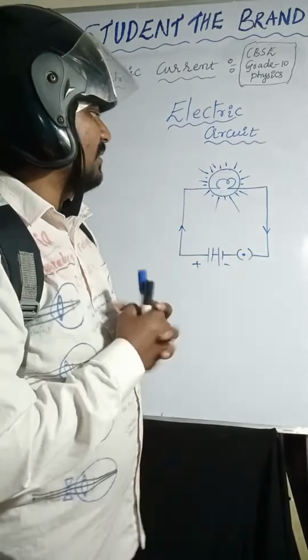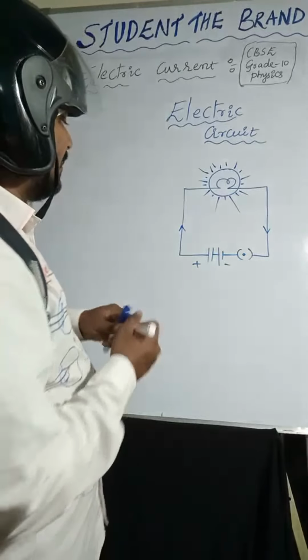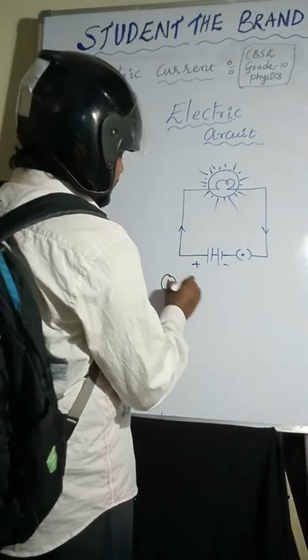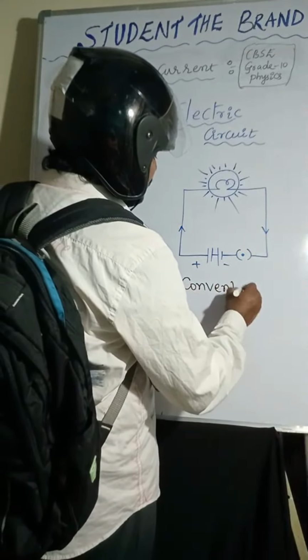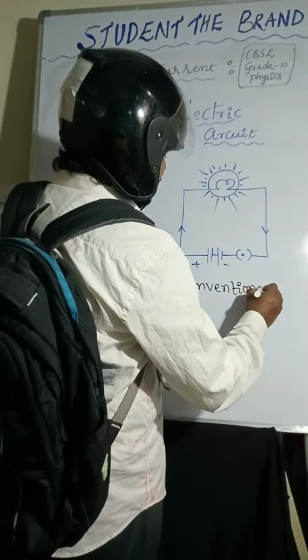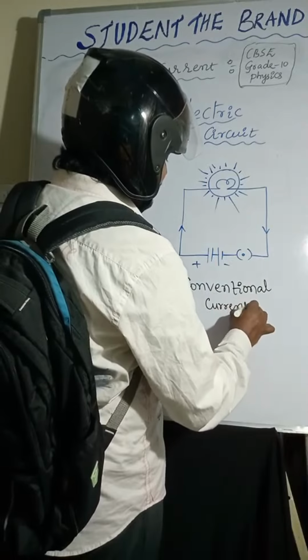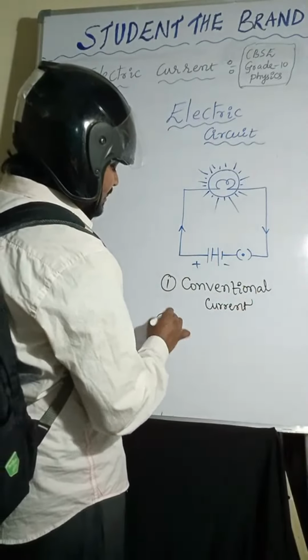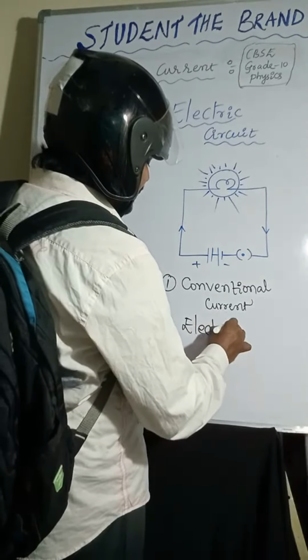Current is flowing like this. Here, one is conventional current, and the second one is electric current.